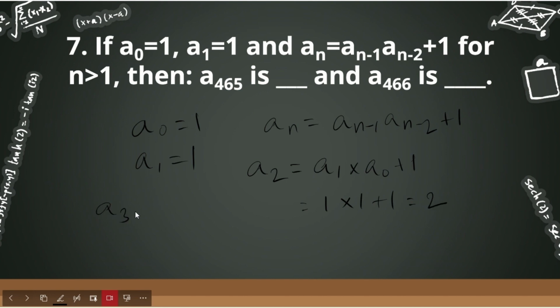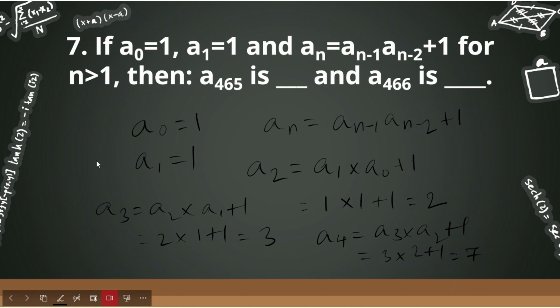Similarly, let's find a3. That will be a2 multiplied by a1 plus 1. a2 is 2 multiplied by 1 plus 1, so that will be 3. Now a4. What will be a4? a4 will be a3 multiplied by a2 plus 1. That will be 3 times 2 plus 1, that's 7.